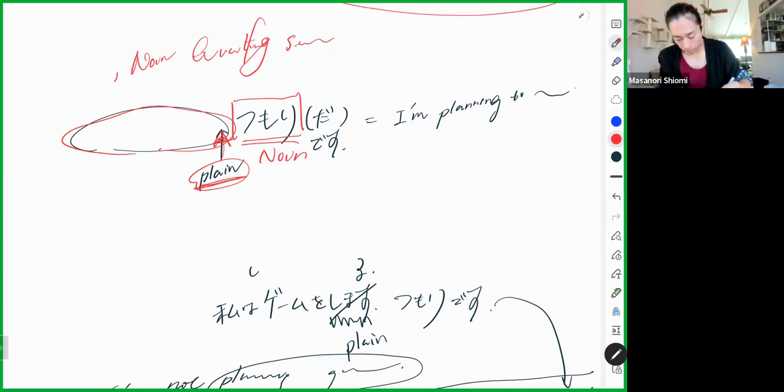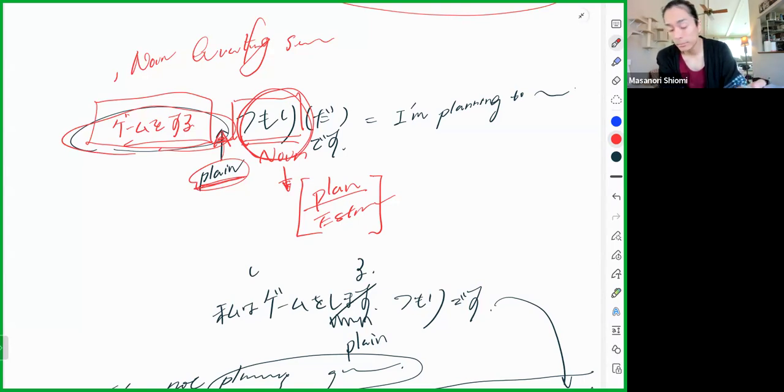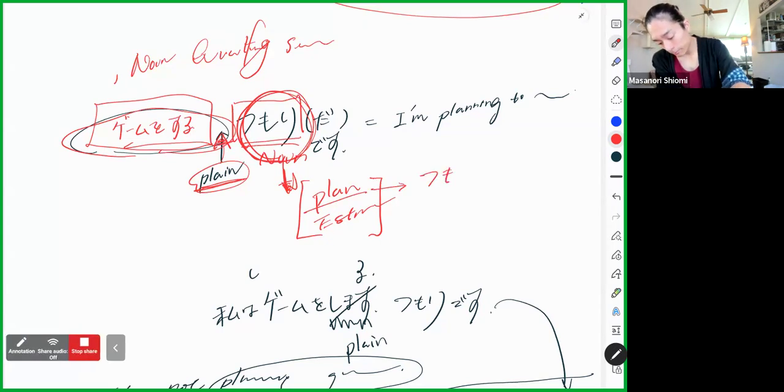So for example, ゲームをするつもりです. In this case, つもり as a noun means plan or estimate. So the literal meaning is: it's the plan that I play games, meaning I'm planning to play games. Why does this つもり mean plan? This comes from a verb. The origin is the verb 積もる.